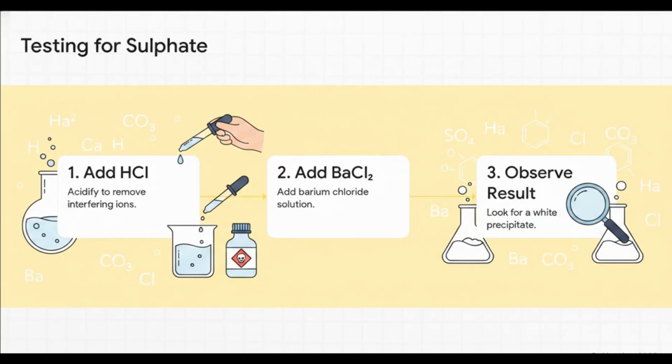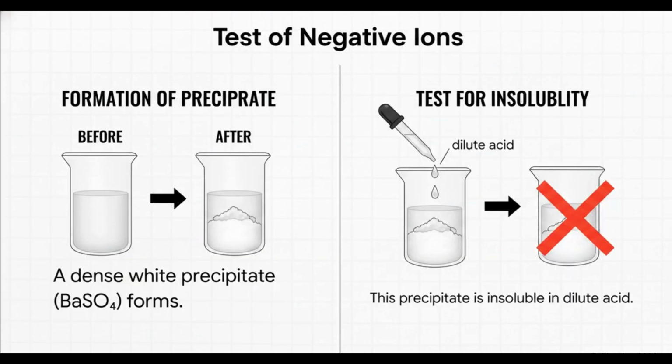Now, this procedure might look a little familiar. Just like we did with the halides, we start by adding acid, hydrochloric acid this time, to get rid of those pesky carbonate ions that could interfere. Then we add our key reagent, barium chloride solution, and we just watch and see what happens. And if you've got sulphate ions, you'll see a thick, dense, white precipitate of barium sulphate instantly form.